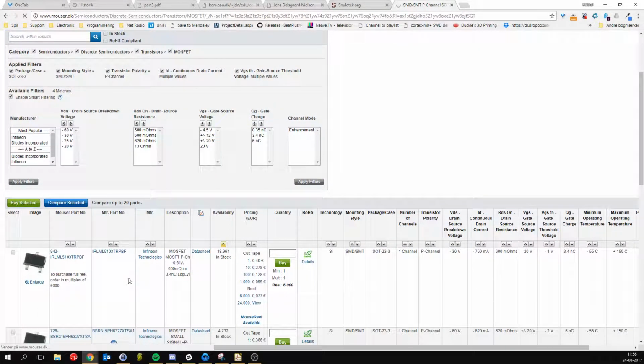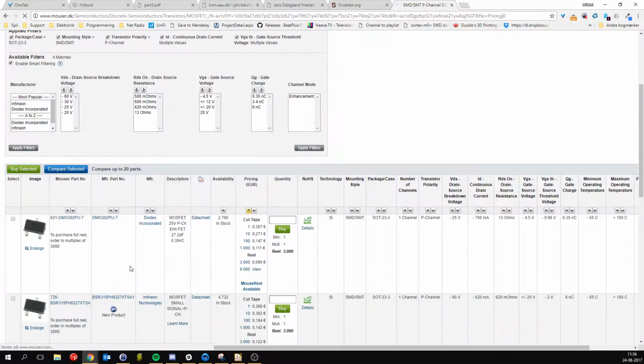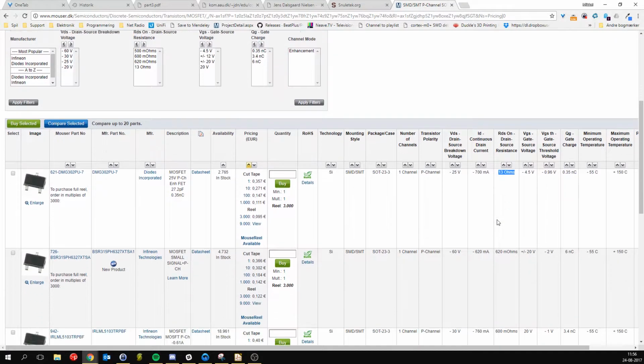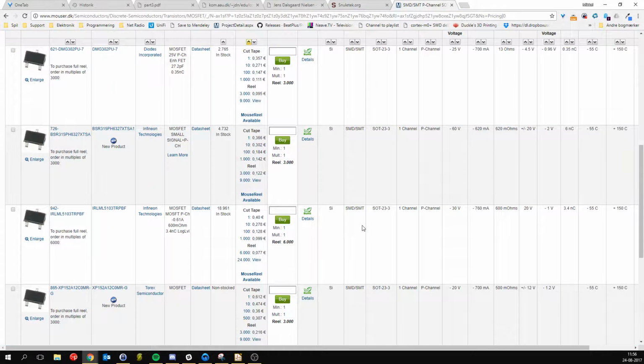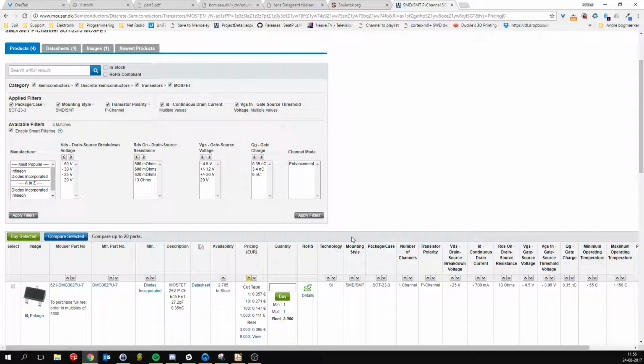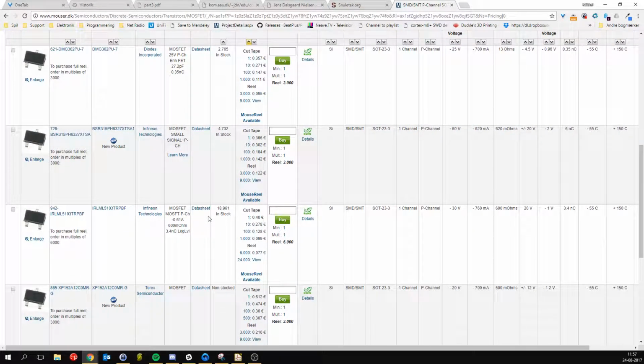Then I usually go by price. 13 ohms, that's bad. So the best one they have here is 500 milliohms. I think I've found better ones before. I don't know what I messed up up here. Maybe my gate threshold is just too restrictive. These aren't too expensive anyway.